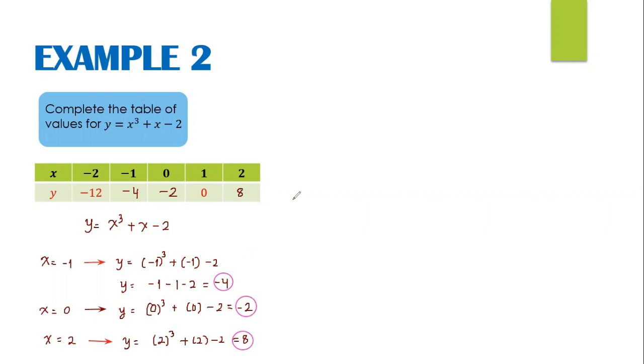Okay, very easy, right? So the next step is to put the x and y, or the coordinates, on the tables. Completing the table is done. Now we're going to sketch the graph. The next job is to sketch the graph. On the grid, draw the graph of y equals x cubed plus x minus 2.